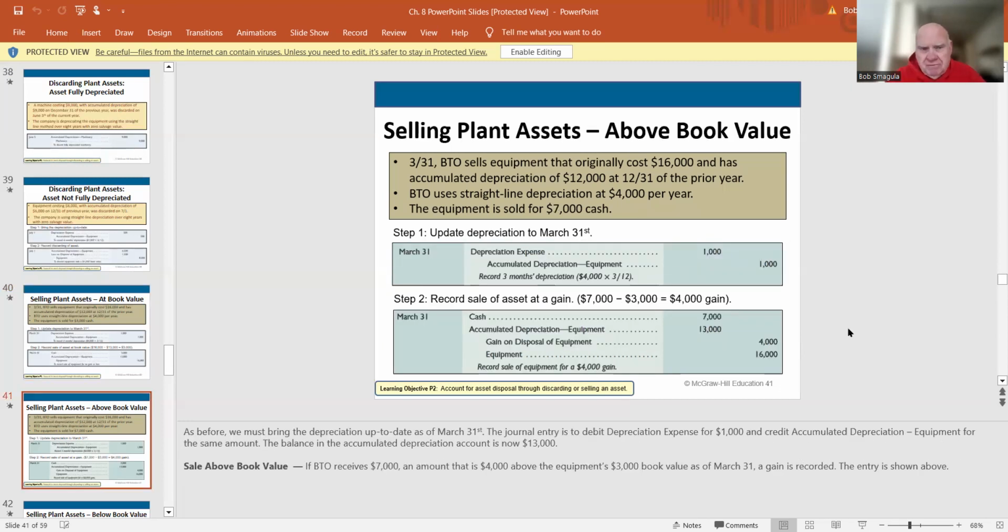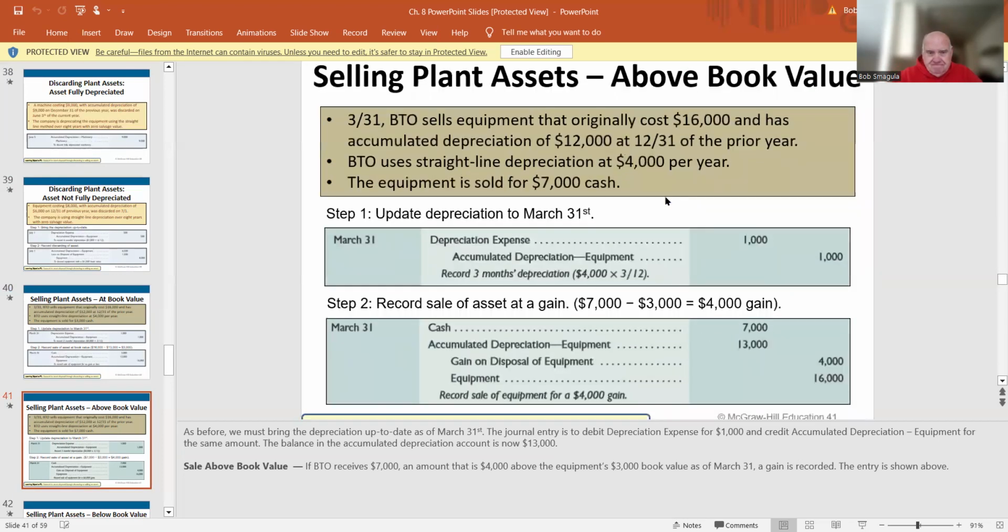Now we're selling it above the book value. Again, we have a book value of $4,000. 16,000 minus 12, that's our book value. But we found a sucker to give us 7,000 for the machine, huh? So let's take a look. Again, this should be one journal entry, not two. I don't like this. But we know we have to get the depreciation expense up to where it needs to be at the end of March 31st. And there we go. Depreciation expense, accumulated depreciation.